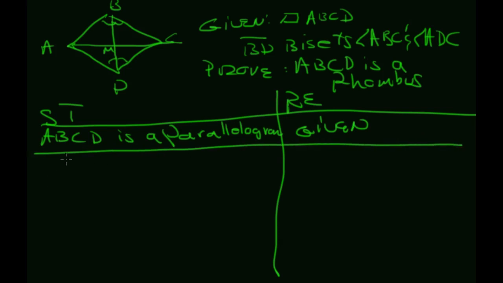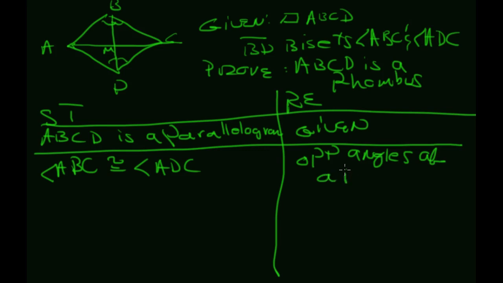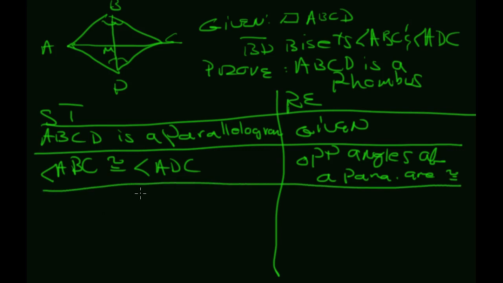Okay, that tells me that angle ABC has to be congruent to angle ADC because the opposite angles of a parallelogram are congruent. Okay. BD bisects these angles, angle ABC and angle ADC, because we're given that.